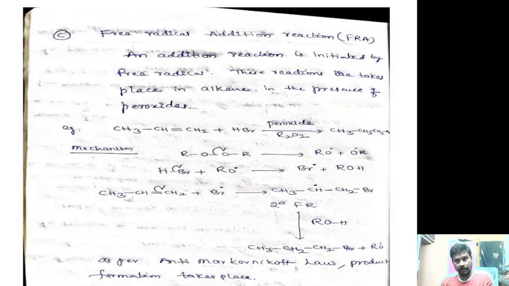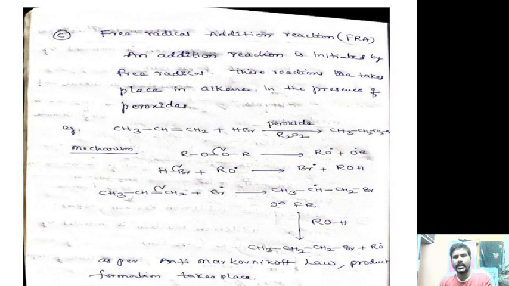Again the alcohol reacts with the secondary radical, and you get 1-bromopropane, with the alkoxy radical as the byproduct here. This is called the anti-Markovnikov law. As per the anti-Markovnikov law, this product formation takes place in the presence of peroxide.